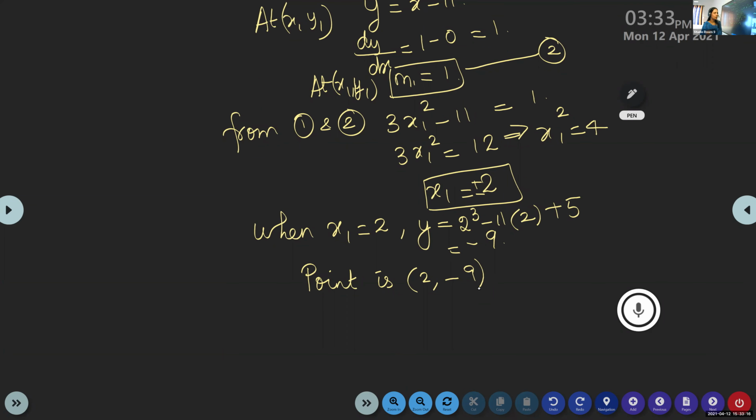One more value is there for x, isn't it? Which is the next value? What is the next value we got for x? When x is negative 2, find out what is the corresponding value of y.